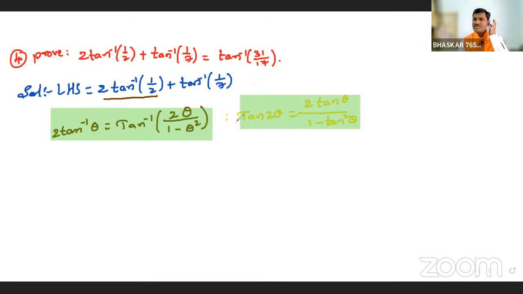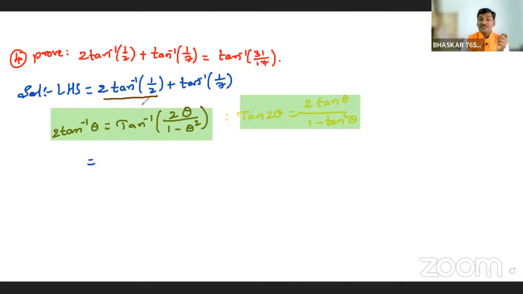If you remember the basic formula, it is easy to remember. Inverse formula is easy to remember. But repeat once again the tan 2 theta formula. Tan 2 theta is equal to 2 tan theta by 1 minus tan square theta.